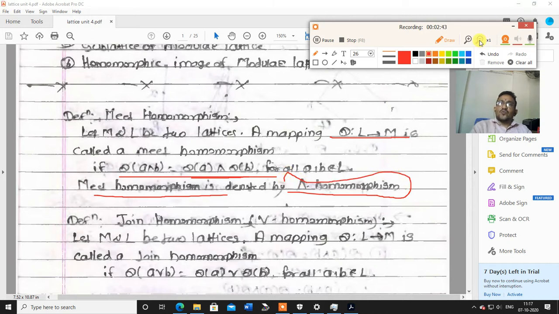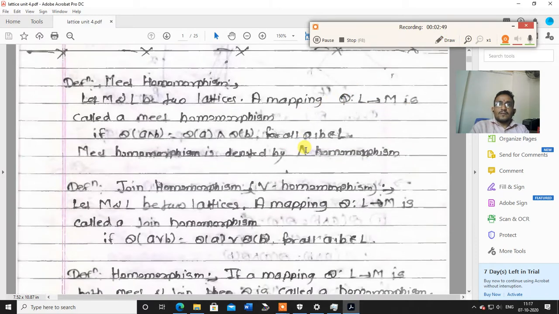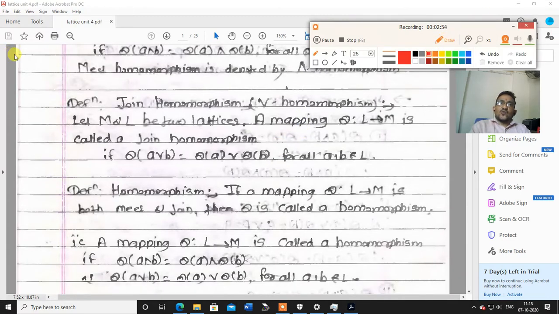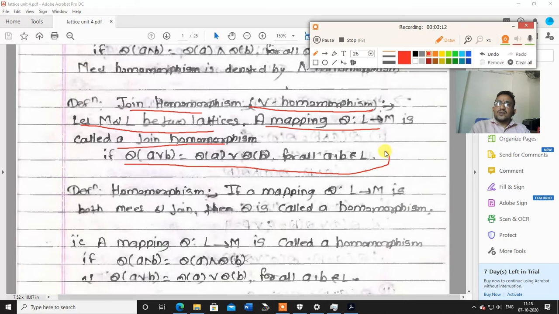Then we will see another definition. What is meant by join homomorphism? And join homomorphism is denoted by this notation. Let L and M be two lattices. A mapping theta from L to M is said to be a join homomorphism if this function satisfies the given condition. What is the condition? Theta of A join B is equal to theta of A join theta of B for all the elements of lattice L. Then such a mapping is said to be a join homomorphism.